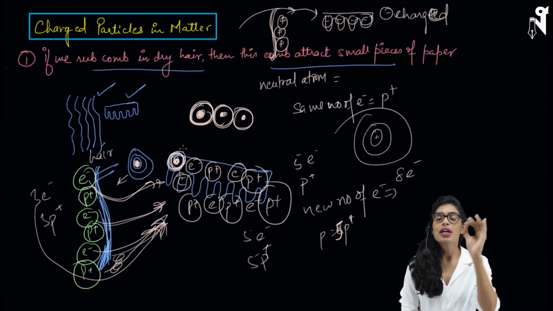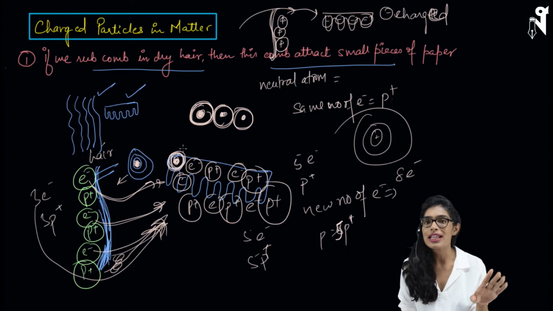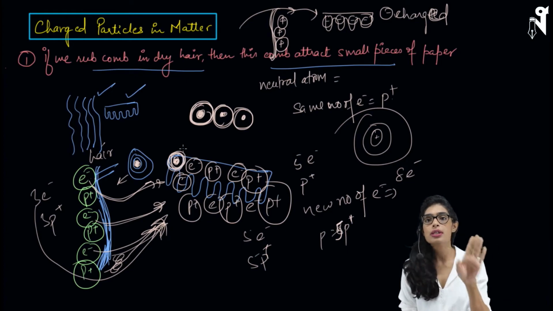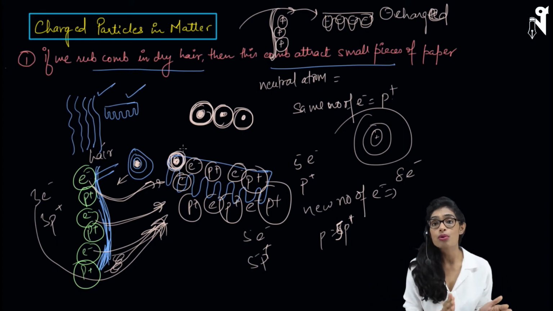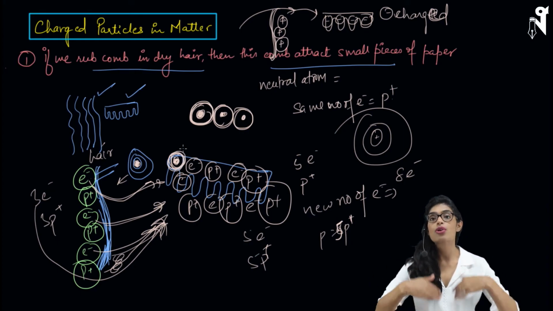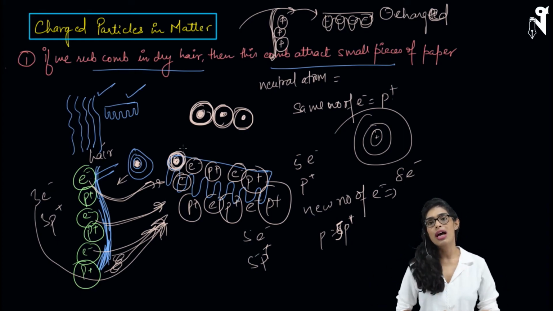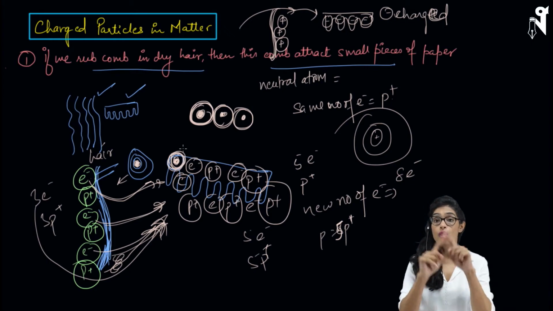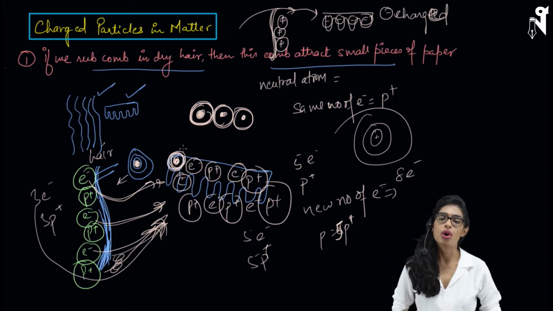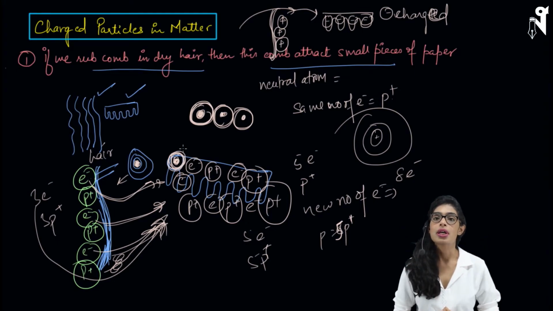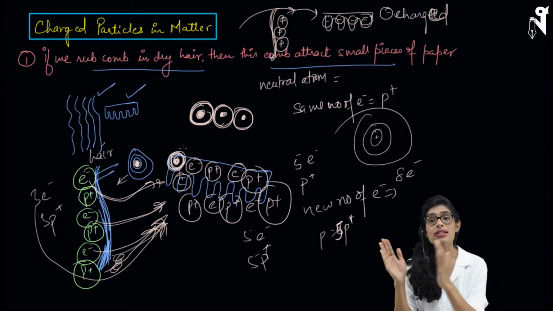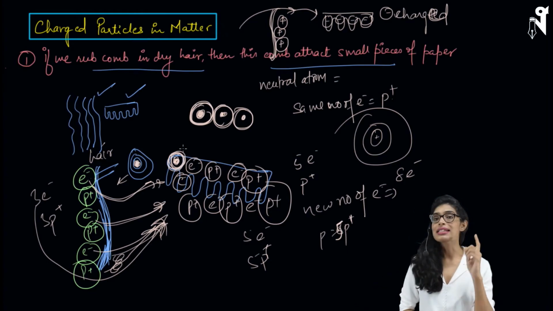Earlier your comb had no charge on itself because it had the same number of electrons and protons, but now the number of electrons and protons have changed. The number of electrons is more and the number of protons is less. So your comb has got the negative charge on itself. This is the change which has happened on the comb. But why it is attracting the pieces of paper, that is yet to be understood.